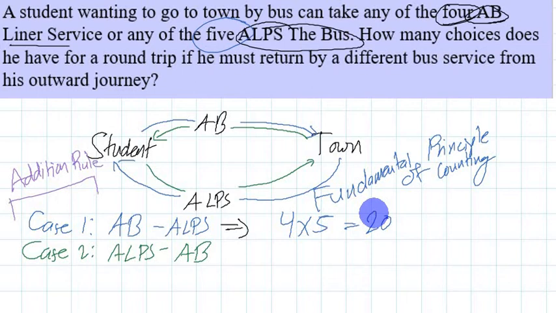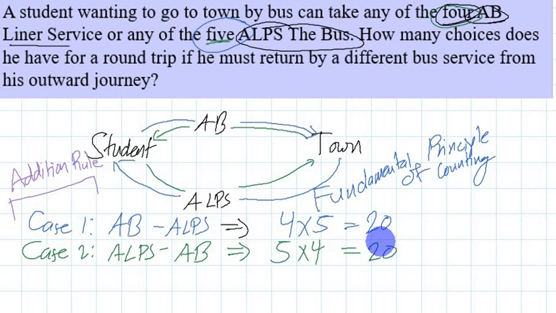That's for Case 1. Now let's find the number of choices for the round trip if he chose Case 2. There are 5 for the Alps, so I'm going to have 5 choices for the first part of the task. For the second part of the task, the AB, I have 4. So by the fundamental principle of counting, I will also have 20 choices for my round trip if I chose Alps first.